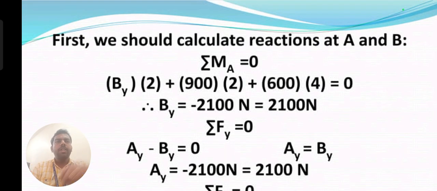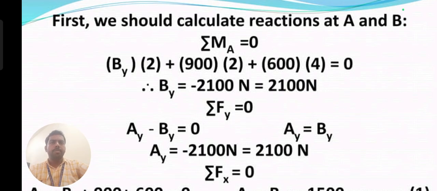See here, first you have to find out the reactions at A and B. Sum of the moments equal to 0, you have to apply the equilibrium equation. In this situation, the distance is two, it is two spacing. By 2 into 2, plus 900 load should be acting on the 2 spacing, plus 600 should be acting with the spacing of 4 meters. So here, summation of Fy equal to 0.